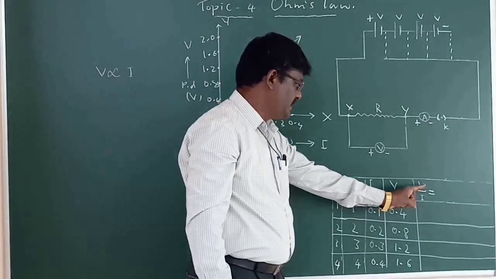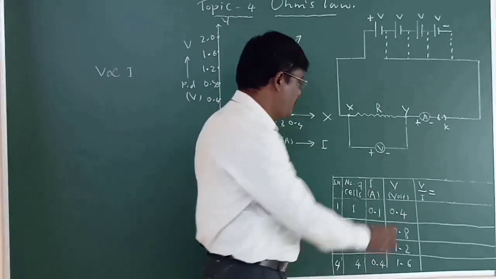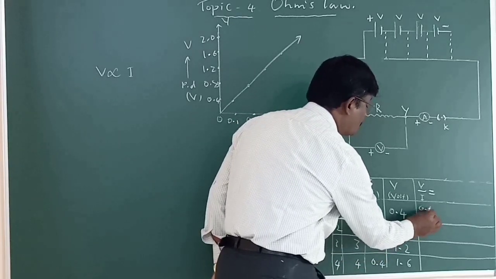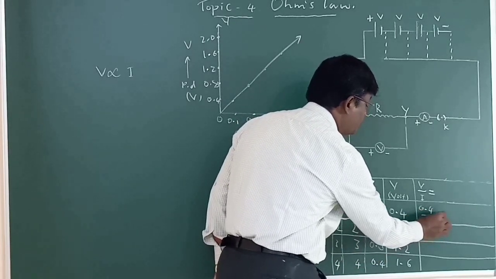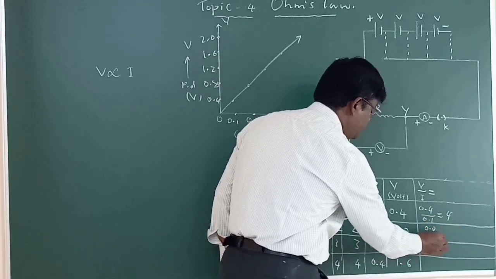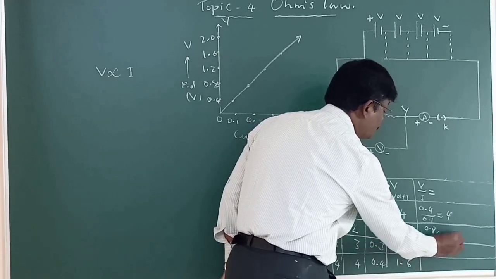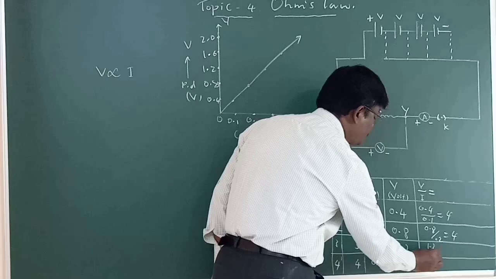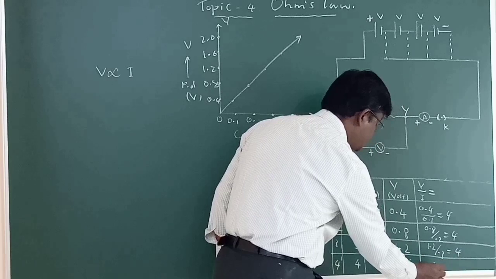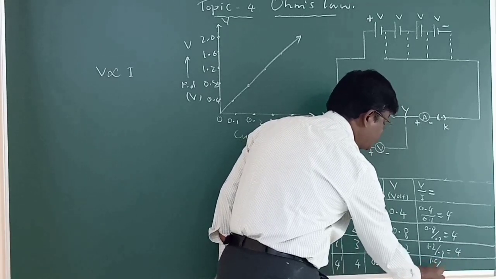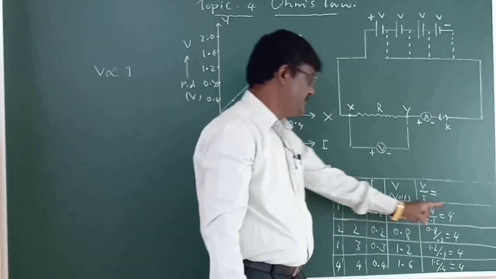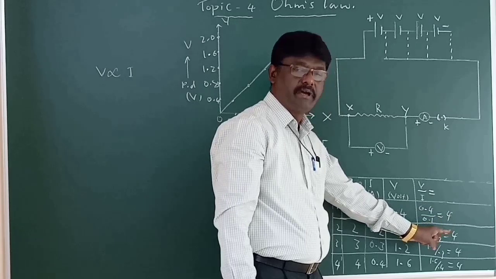When we take the ratios V by I, what will we get? Let us check this. 0.4 by 0.1 gives 4. 0.8 by 0.2 equals 4. 1.2 by 0.3, 12 by 3, 4. Next, 1.6 by 0.4 gives 4. Hence, each time we get V by I.